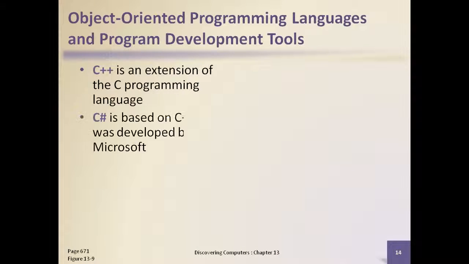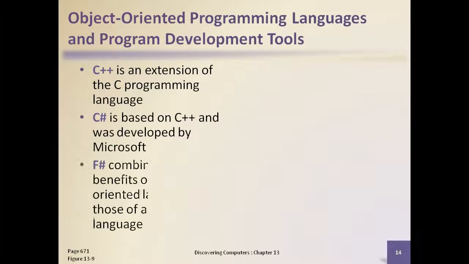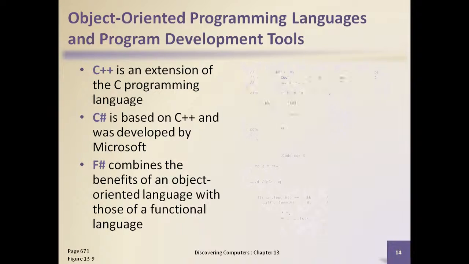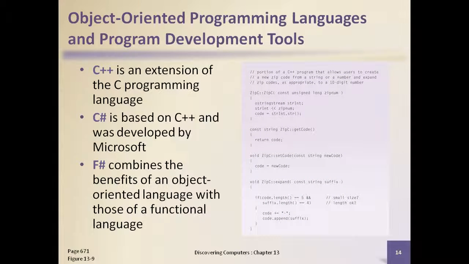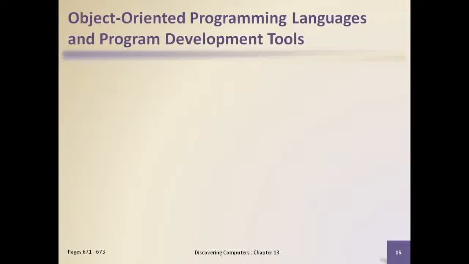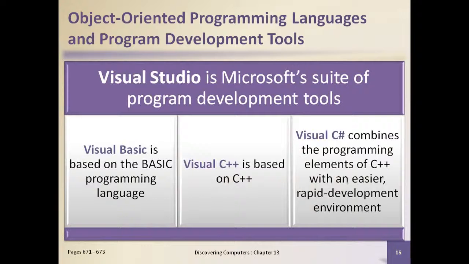C++ is an extension of the C programming language. C# is based on C++ and was developed by Microsoft. It combines the power of an object-oriented language with that of a functional language. Visual Studio is Microsoft's suite of program development tools: Visual Basic, Visual C++, Visual C#.